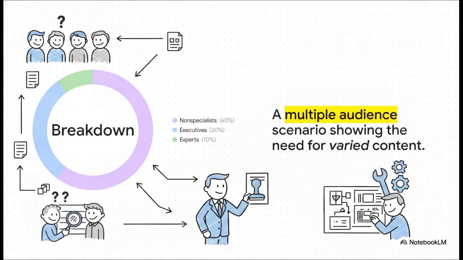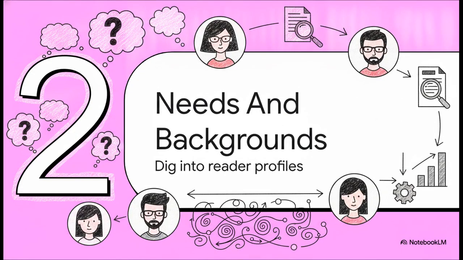And here's how that multiple audience scenario actually breaks down in practice. 60% non-specialists, 30% executives, and only 10% experts. This is exactly why you can't just write for one single demographic. You might draft a document that's going to be scrutinized by engineers, rubber-stamped by executives, and then handed over to regular everyday people to actually use. Once you've figured out the overarching category, we move to step 2, analyzing needs and backgrounds.